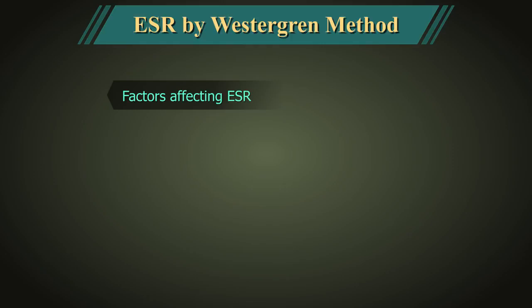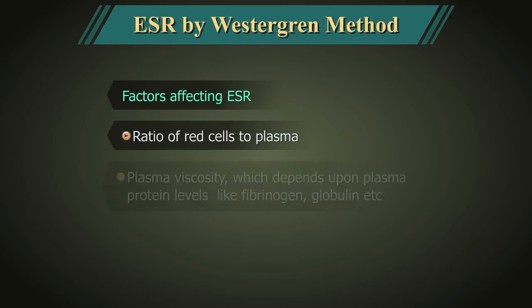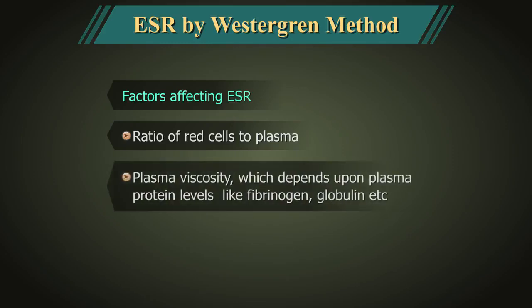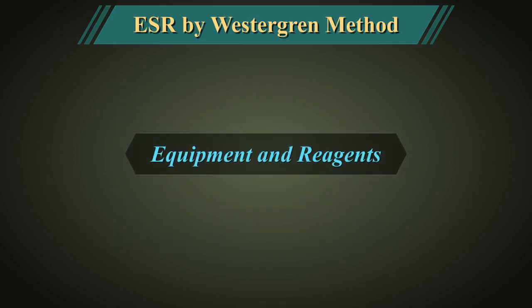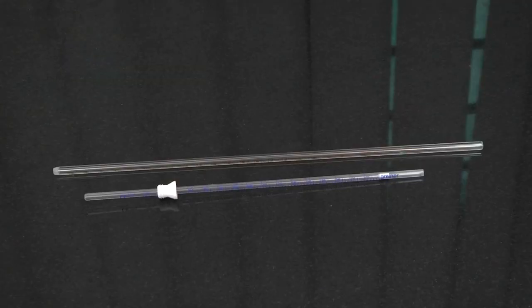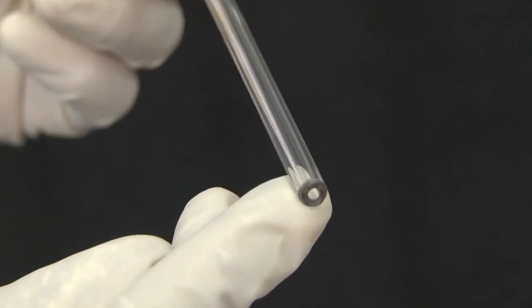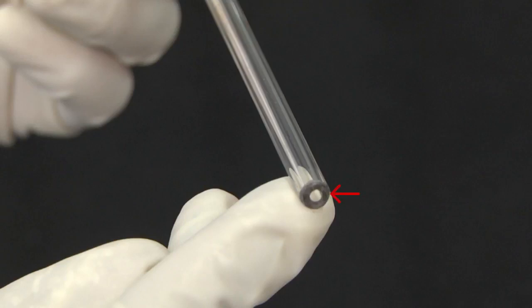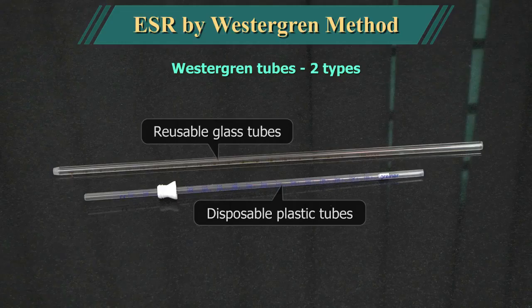Other factors which affect sedimentation include the ratio of red cells to plasma, the plasma viscosity, the bore of the tube. Equipment and reagents: Westergren rack, Westergren tubes with internal diameter of 2.5 millimeters. These can be disposable or made of glass.